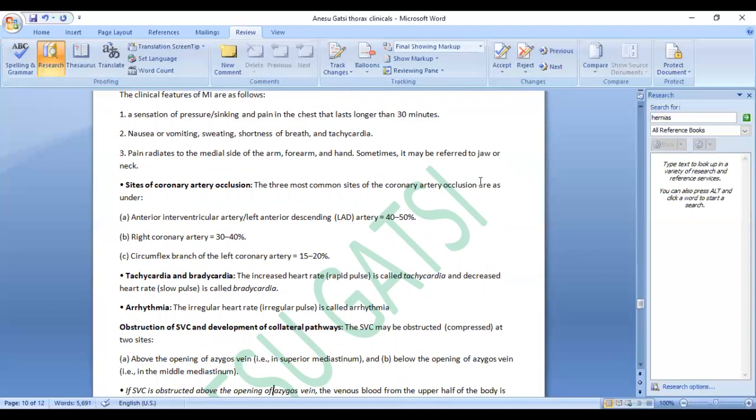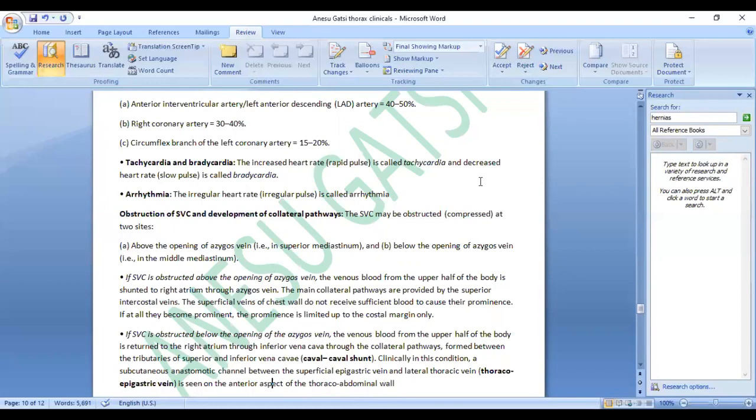Then remember, the right atrium receives blood from the superior vena cava and the inferior vena cava. So you may have obstruction of the superior vena cava, and there will be development of collateral pathways. But these collateral pathways depend on whether the blockage is proximal or distal to the entrance of the azygos vein, the confluence where the azygos vein drains. If the superior vena cava is obstructed above the opening of the azygos vein, the azygos vein will act as a shunt for the blood coming from the upper body to return to the heart.